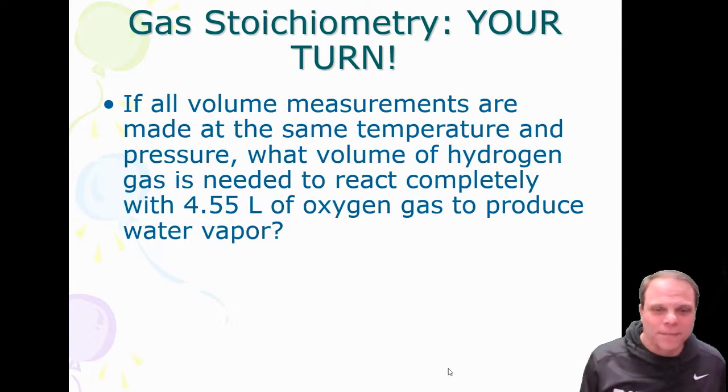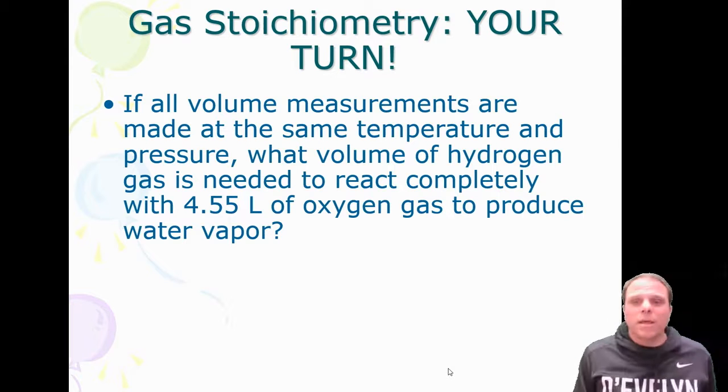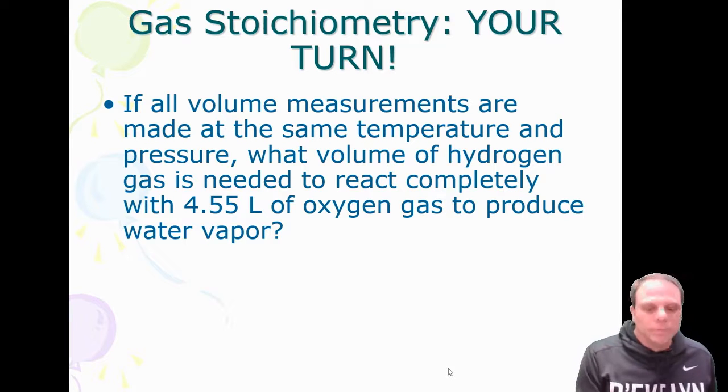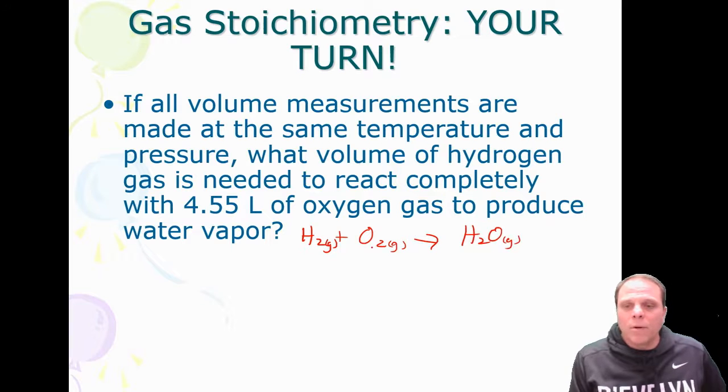Welcome back. Let's see what our given is. We've got to start all our stoichiometry problems with a balanced chemical equation, right? So what volume of hydrogen gas is needed to react completely with oxygen gas to give us water vapor? We've done these before and we know how to balance those. It's a 2-to-1 ratio, 2 hydrogen to 1 oxygen in this case.